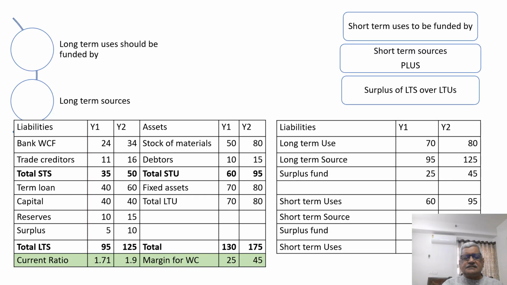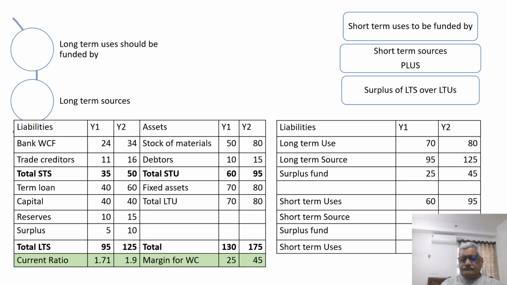Long-term uses should be funded by long-term sources. Short-term uses should be funded by short-term sources plus the surplus of long-term sources over long-term uses. Now look at the two years' figures, year 1 and year 2. The total short-term sources are 35 and 50 respectively, and total long-term sources are 95 and 125. On the asset side, the total short-term uses are 60 and 95, and total long-term uses are 70 and 80.